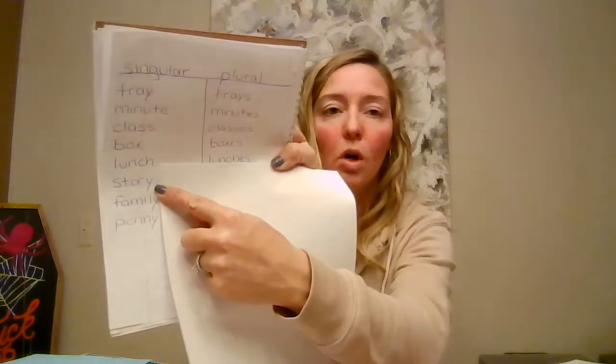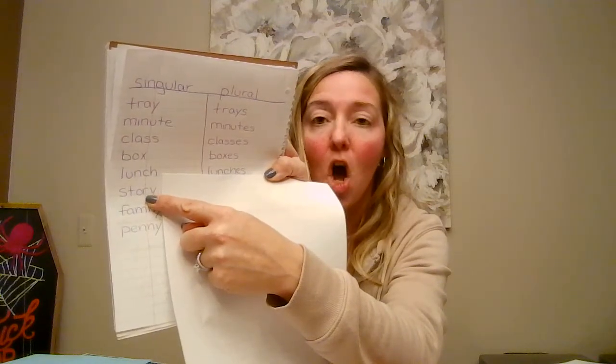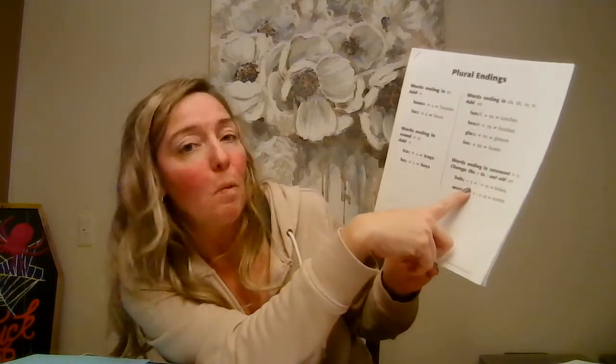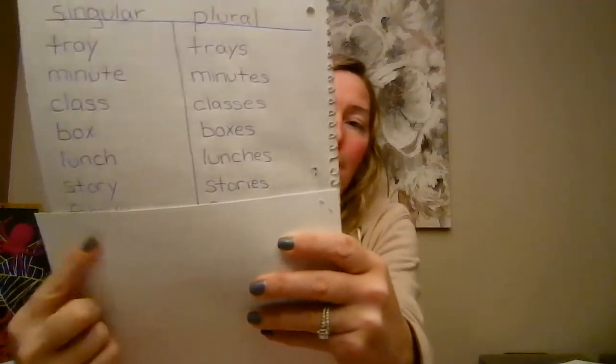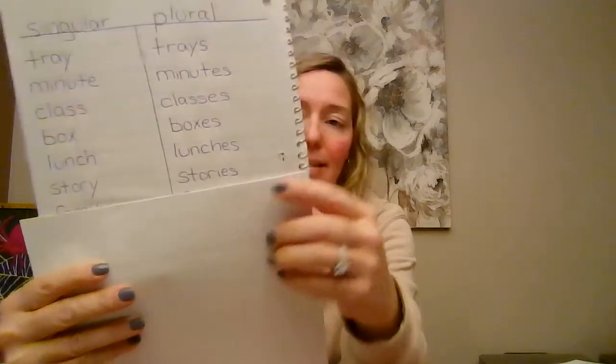The next word was story. We end with a Y, but before the Y is the letter R. R is a consonant. So we have consonant, then Y. Right here, words ending with a consonant plus a Y, we drop the Y and add I and ES. So story becomes stories. We drop the Y, added the I, and then we added ES.